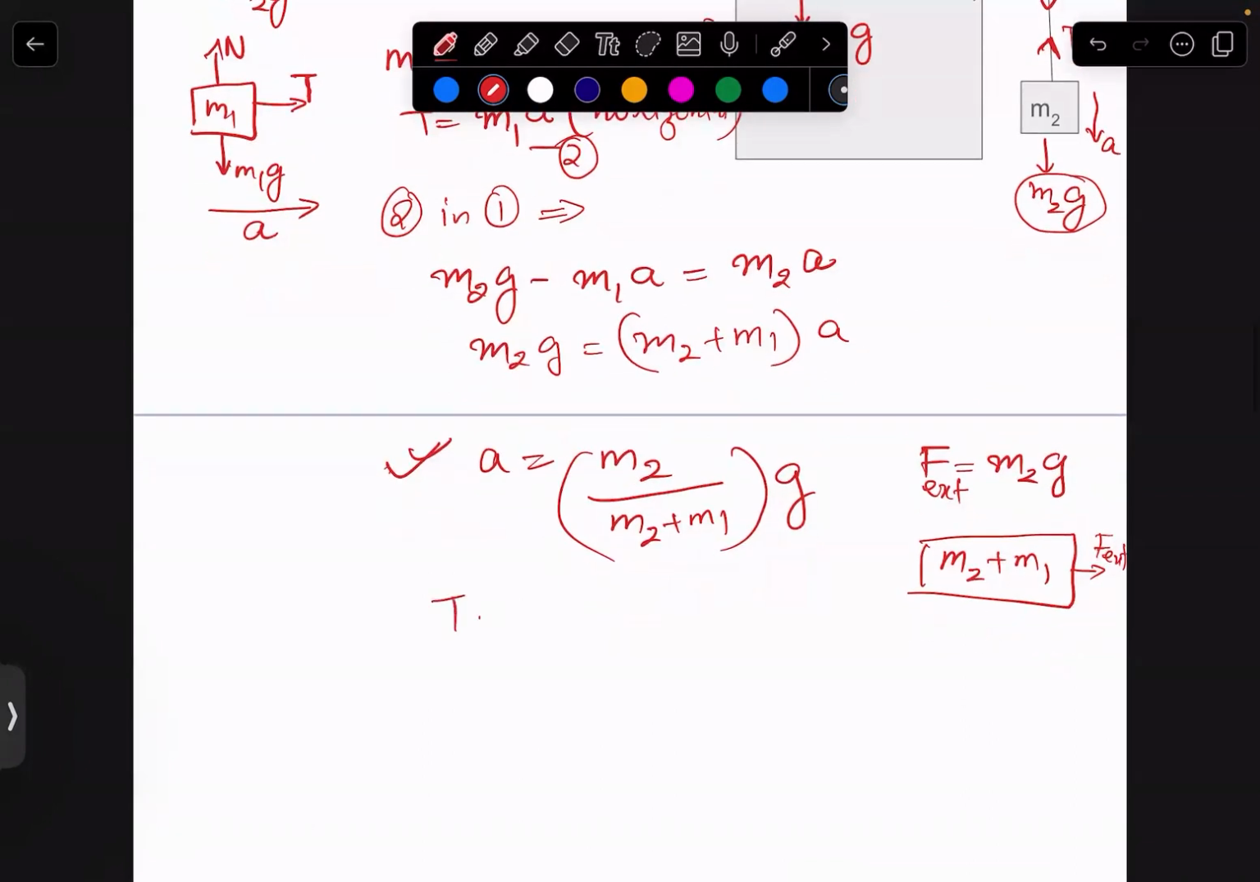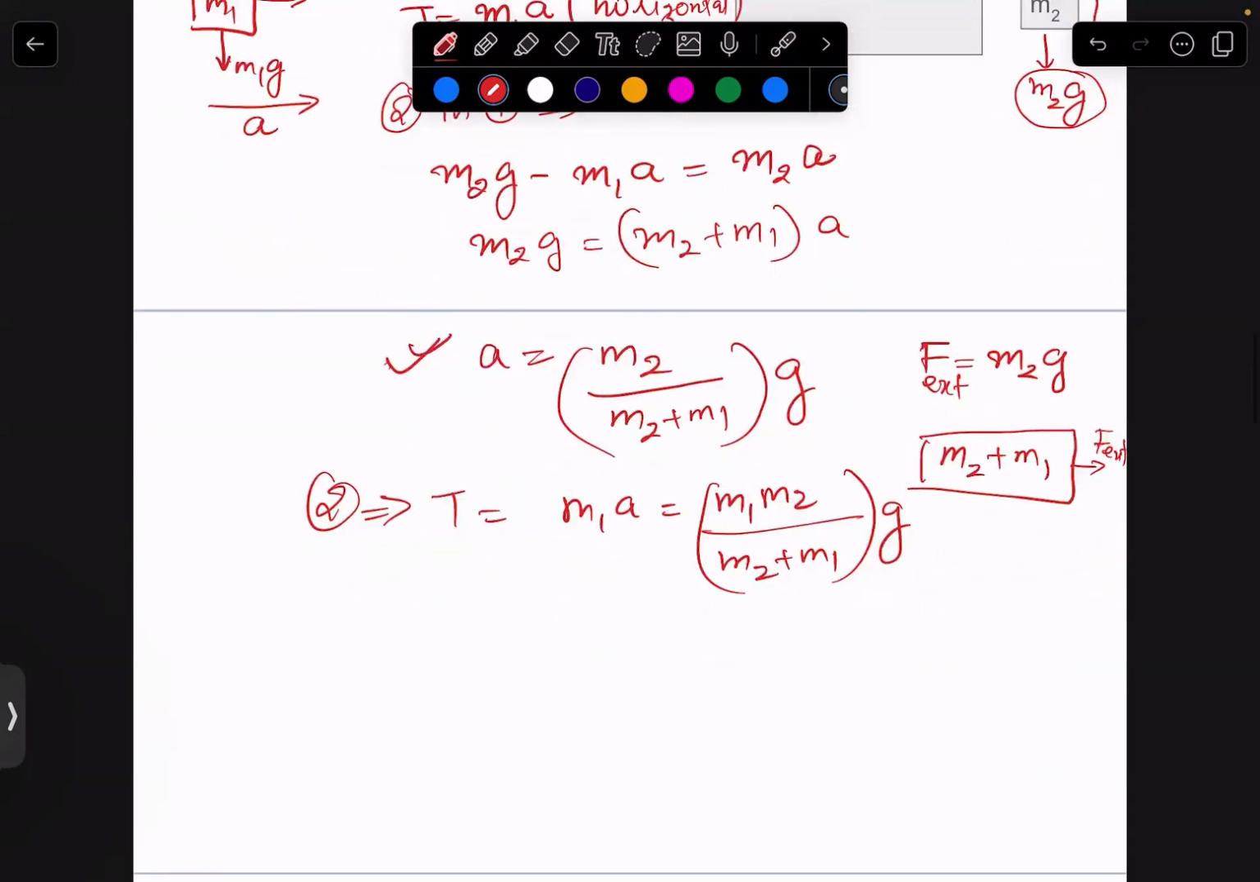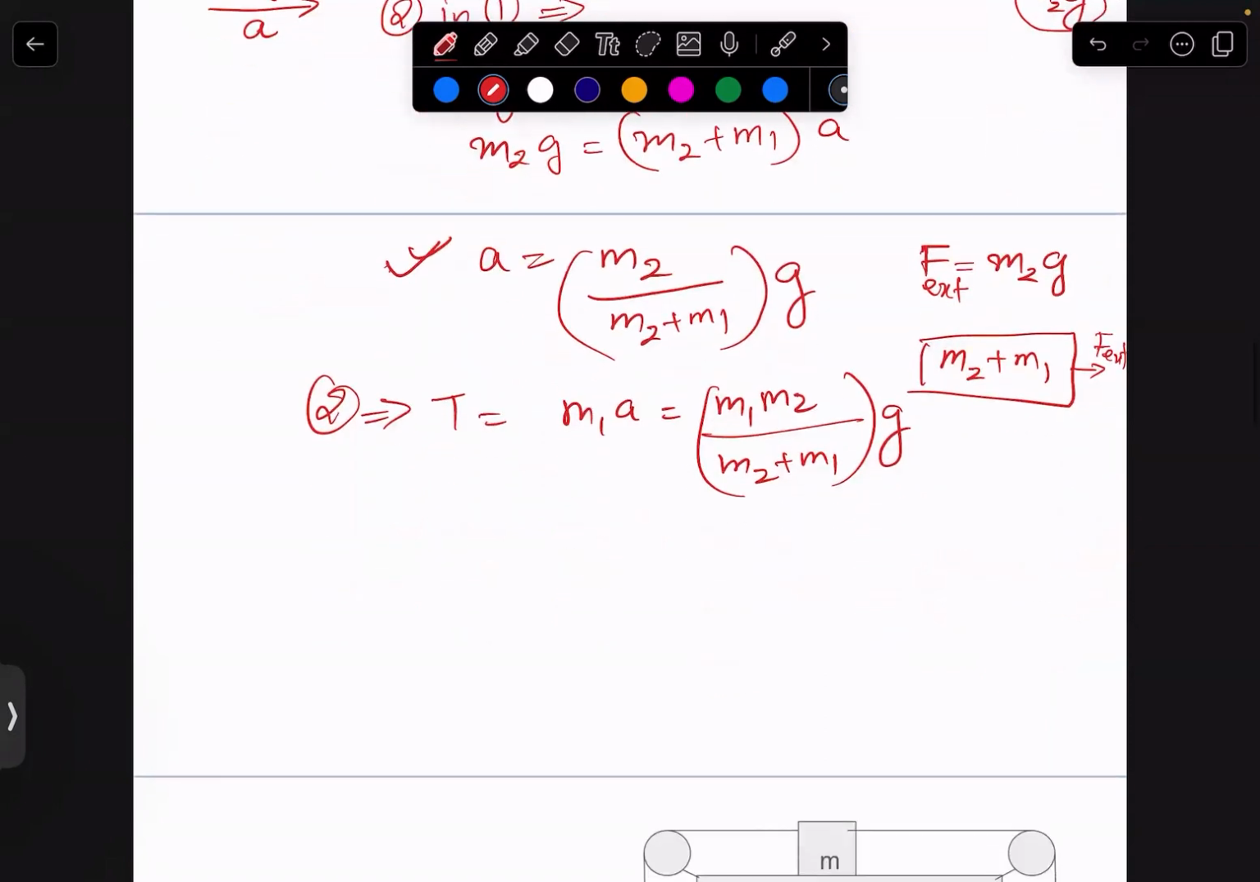So what is T here? From equation 2, T equal to M1 times A, that is equal to M1 M2 by M2 plus M1 G, right? So that is the tension over here.